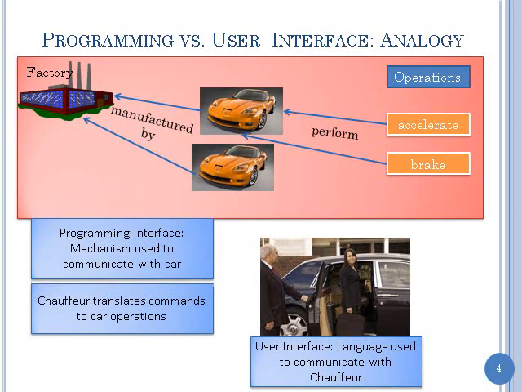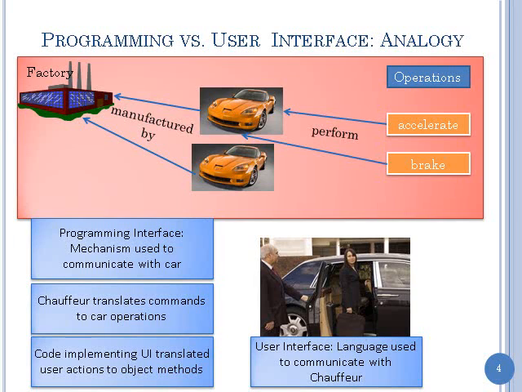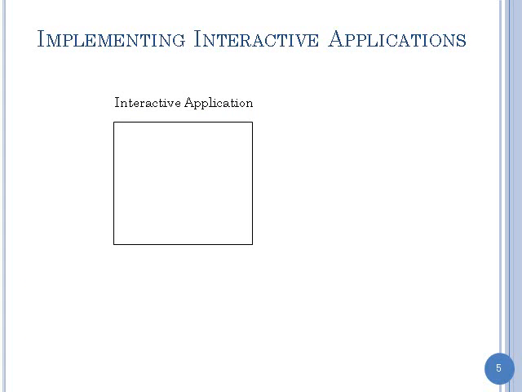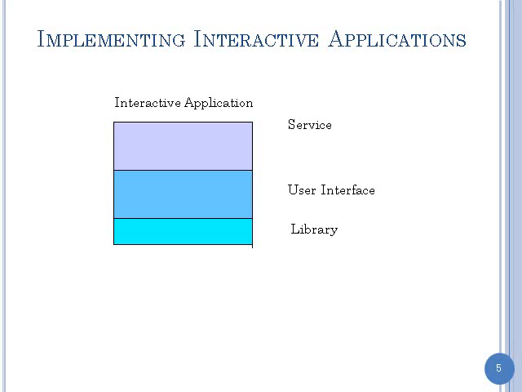So, like I said, that's more work. Code implementing UI translates user actions to methods. So, in general, you're going to define some service, like a BMI spreadsheet, which just does the computation with the programming interface. You're going to build some user interface code also. And the user interface code will not be written from scratch. It will be built on some type of library like AWT, Swing, or whatever.